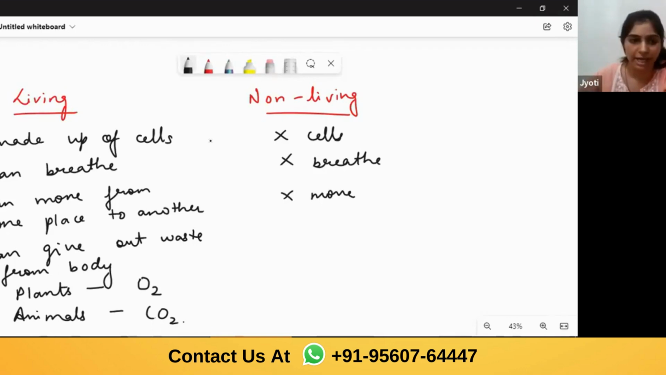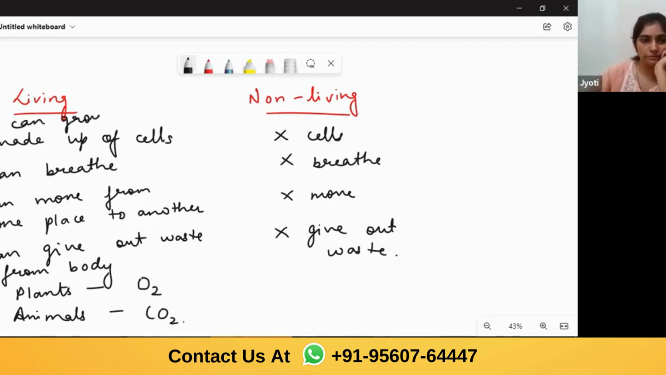But here, the non-living things cannot move until and unless you apply force and push or pull them. And non-living things cannot give out waste, because no waste is generated. Any other features? Living things can grow, whereas non-living things can't grow. Their size remains the same throughout their life.